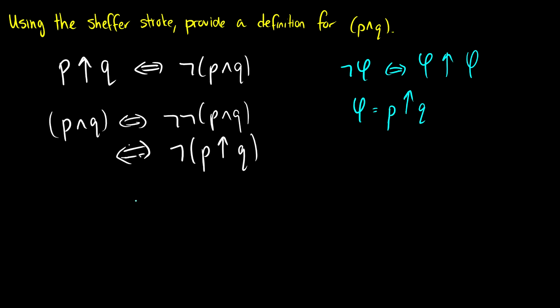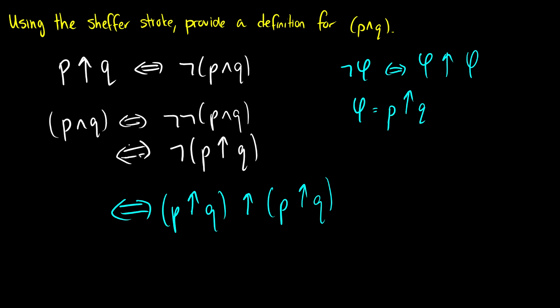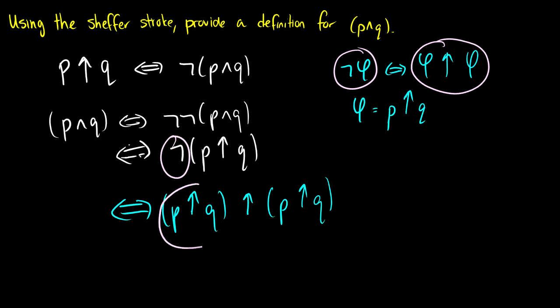So this is equivalent to (P up Q) up (P up Q). So because we know our method of changing the negation into the Sheffer stroke, we can change this negation into the Sheffer stroke by taking P up Q and upping it with itself. So that is how you use the Sheffer stroke to provide a definition for P and Q.